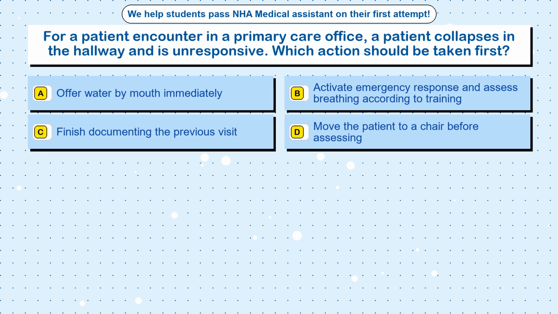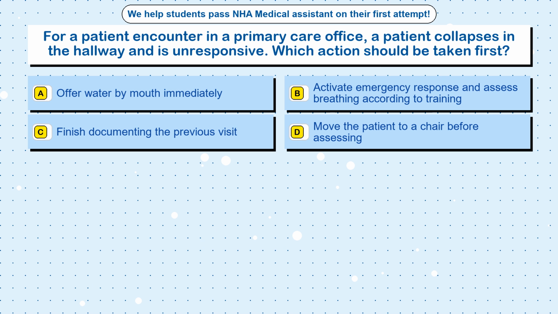Question 80. For a patient encounter in a primary care office, a patient collapses in the hallway and is unresponsive. Which action should be taken first? Option A. Offer water by mouth immediately. Option B. Activate emergency response and assess breathing according to training. Option C. Finish documenting the previous visit.